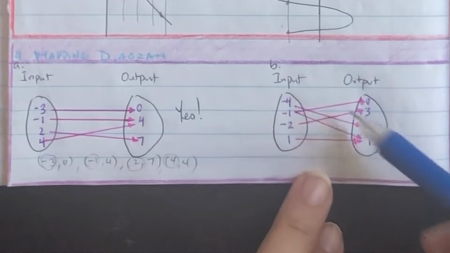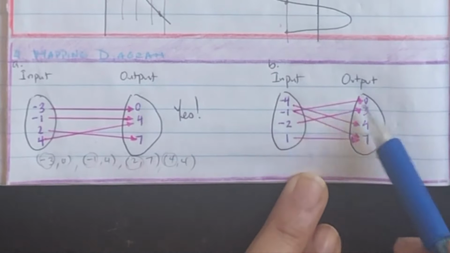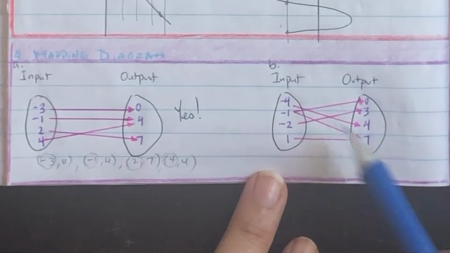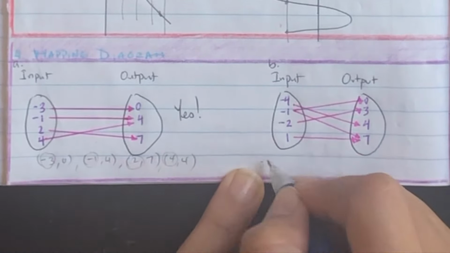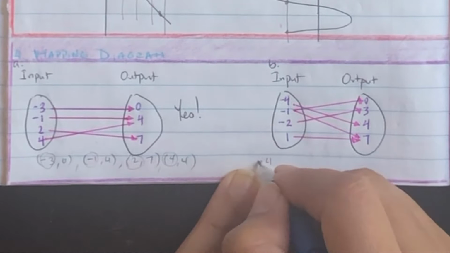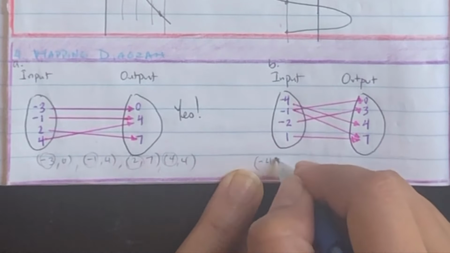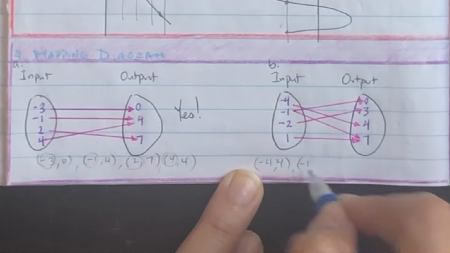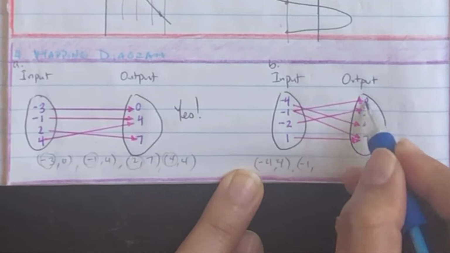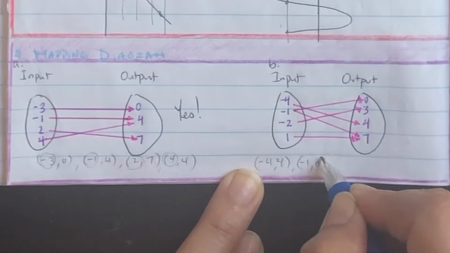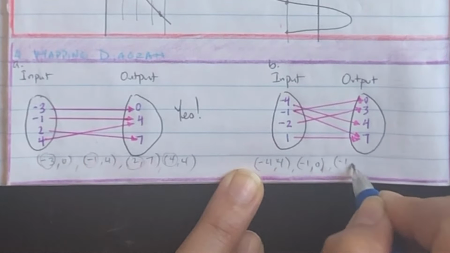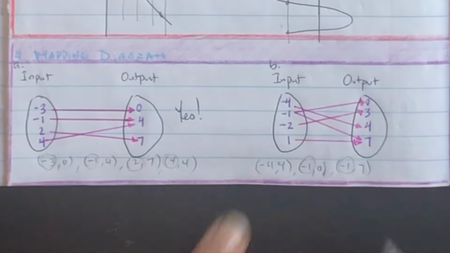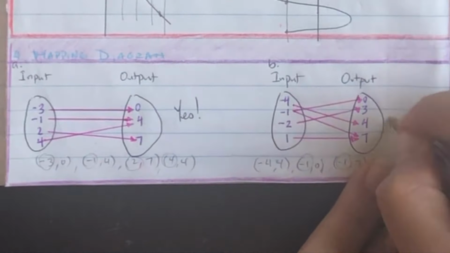It says negative 4 goes to 4, negative 1 goes to 0, but negative 1 also goes to 7. So that's repeated. Let me write that out as ordered pairs so that you can see. Negative 4 goes to 4. Negative 1 goes to 0, but it also goes to 7. And you can see my x value is repeated. So no, this is not a function.